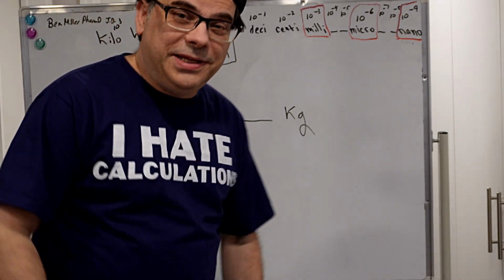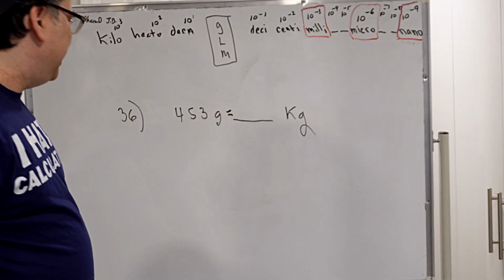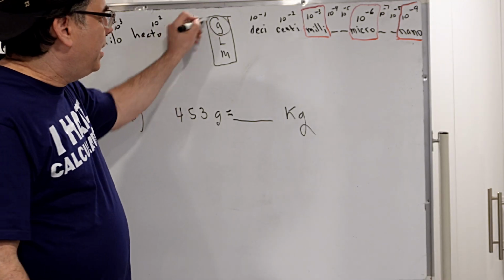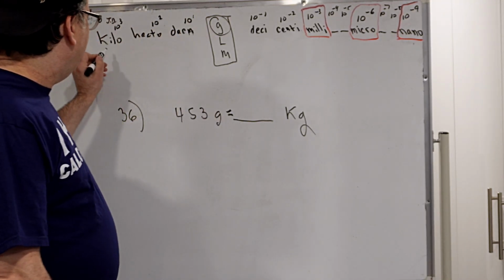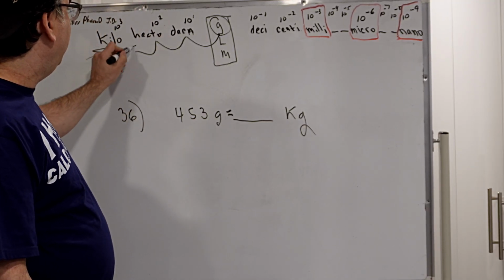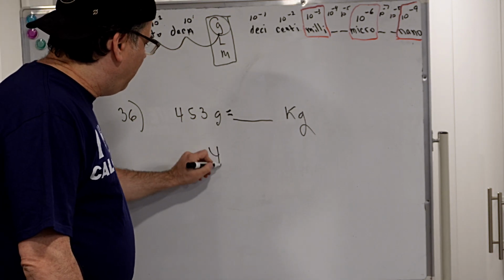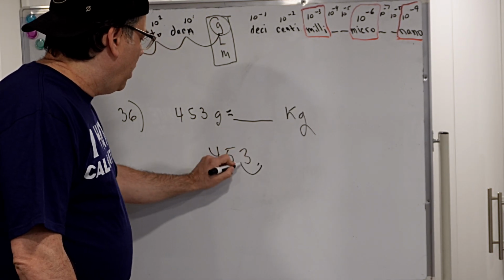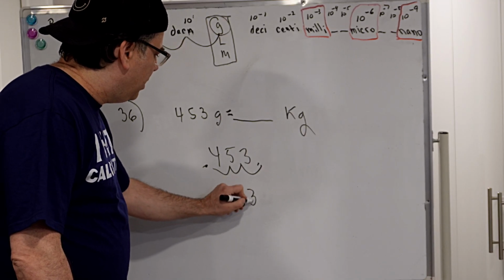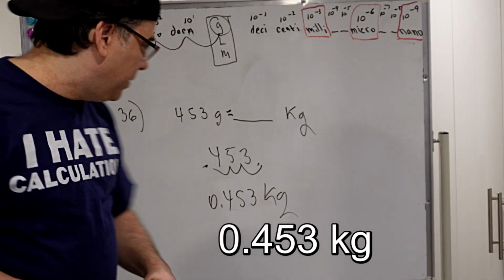All right, let's do question 36. I got my t-shirt on, so sorry about that. All right, question 36. 453 grams is equal to how many kilograms? Okay, gram is your base unit. Kilogram is over here, so we're gonna move 3 to the left. 1, 2, 3. Gram to deca, deca to hecto, hecto to kilo. So we got 453, 1, 2, 3. That's 0.453 kilograms is the answer.